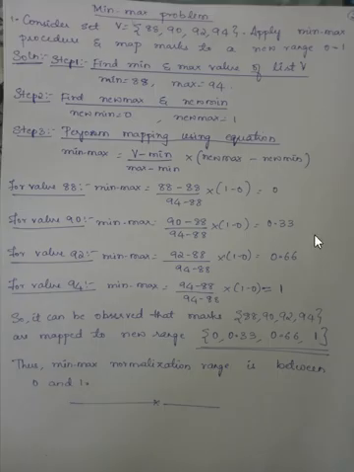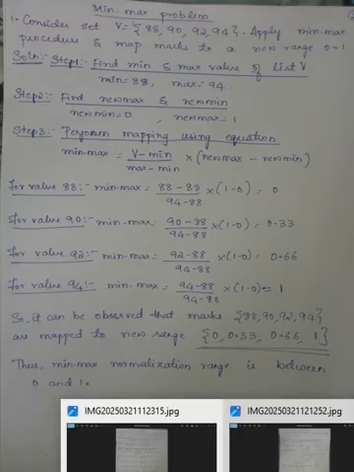So if you observe, the values calculated are all within the range of 0 to 1. So it can be observed that the marks 88, 90, 92, 94 are now mapped to a new range of 0, 0.33, 0.66, 1. So thus the min-max normalization range is now between 0 and 1. So we have obtained the normalization.